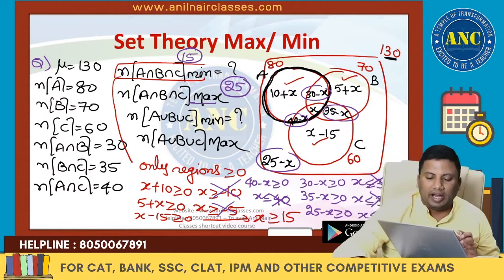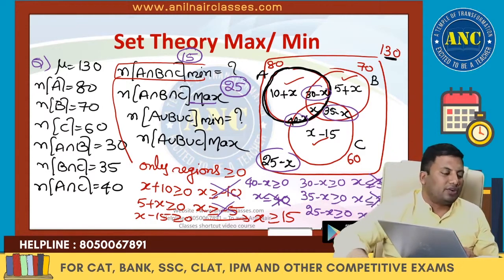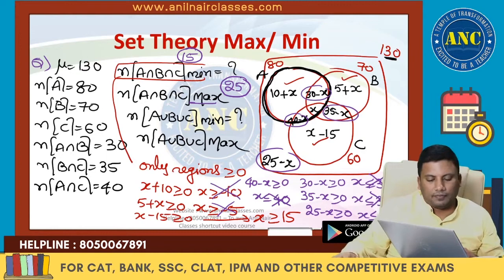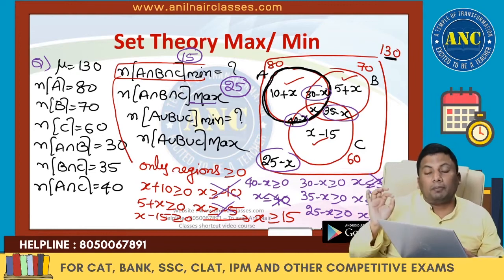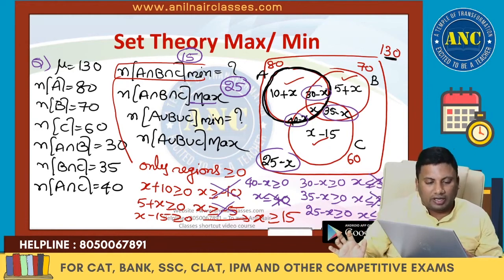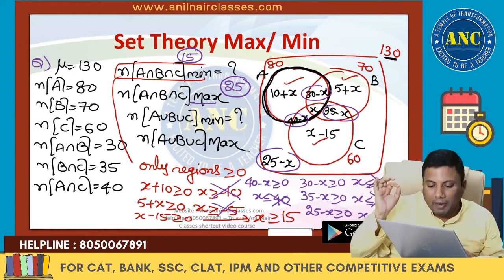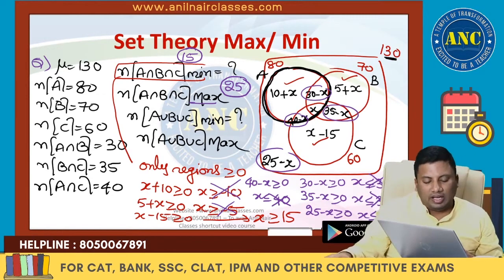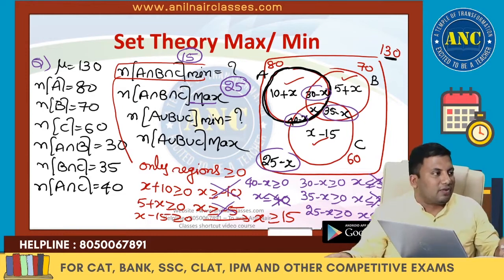I hope the idea is clear. 15 and 25. Praveen, I hope it is clear. Minimum means only regions should be greater than or equivalent to 0. Right? Maximum is other than only regions will be greater than or equivalent to 0.